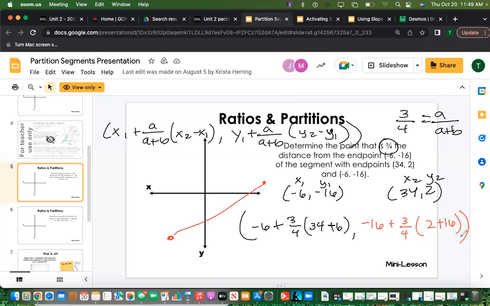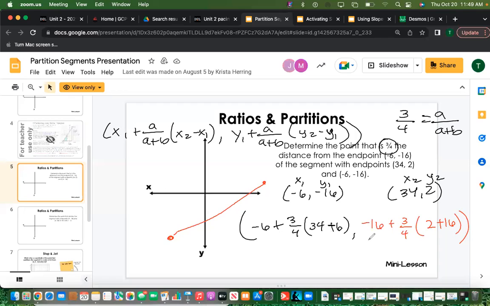Okay, so all I've done so far is I've taken all my information and substituted it in. At the very end of this, you want a point, so you want an x value and a y value. We're taking a line and chopping it up, because we got minus -6 and minus -16.